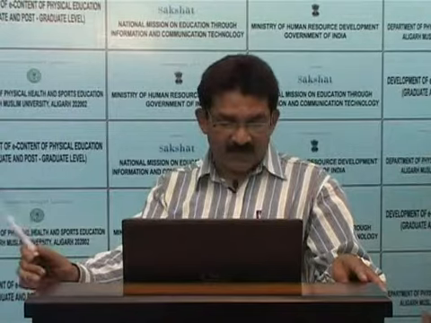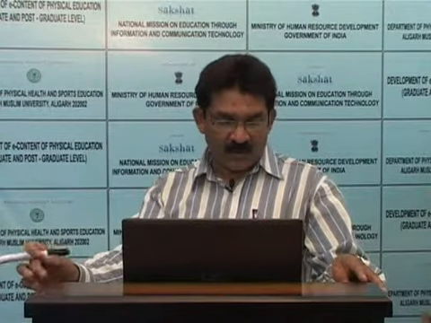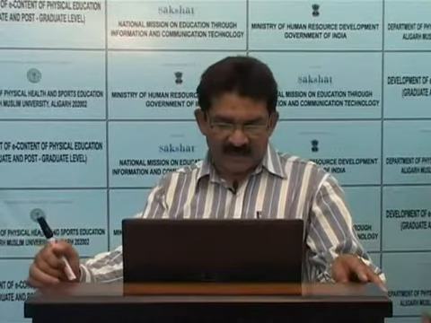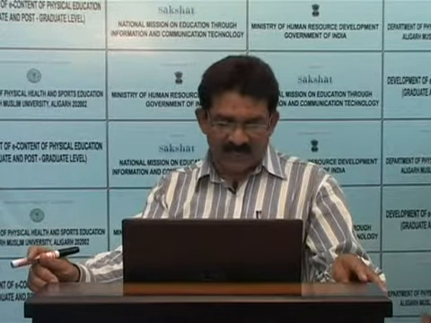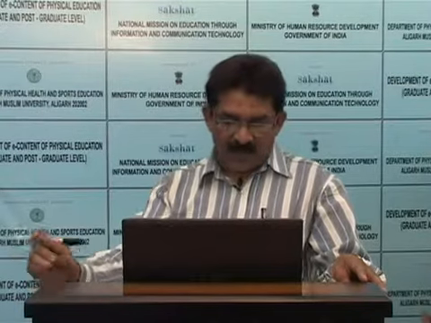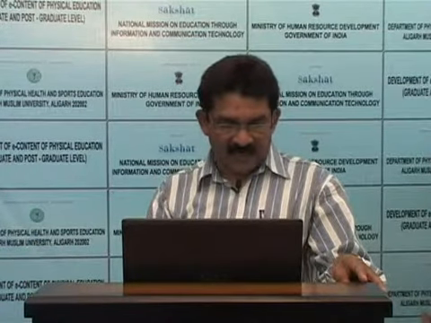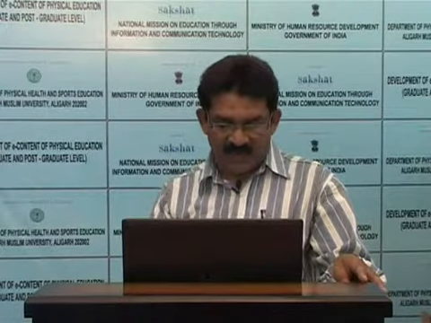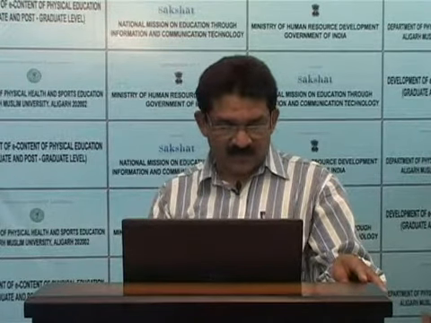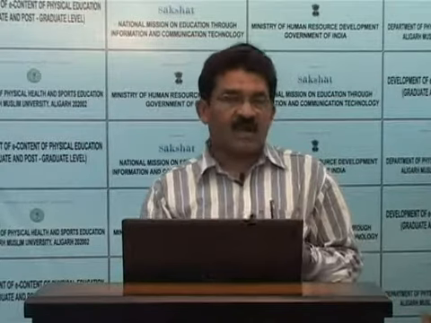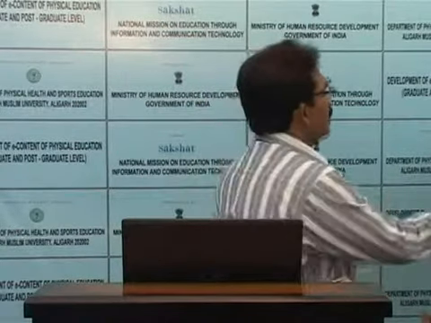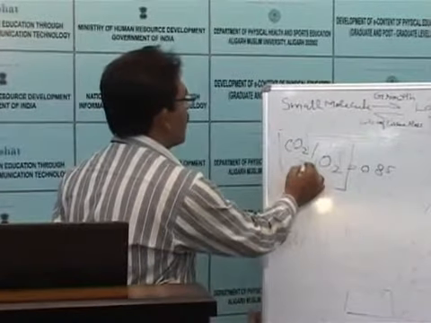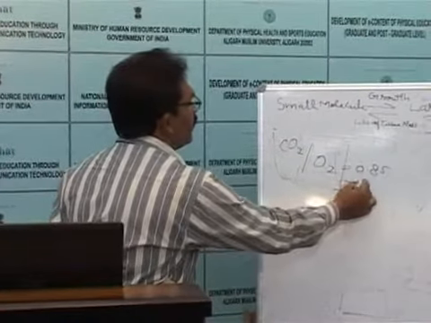Factors affecting respiratory quotient. Number 1, role of diet. In case of carbohydrate diet, the respiratory quotient is unity, because in carbohydrate diet the volume of carbon dioxide produced is same as the volume of oxygen consumed. In case of carbohydrate diet, this oxygen consumption and carbon dioxide production will be 1.